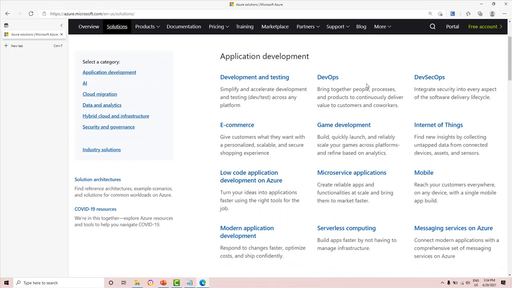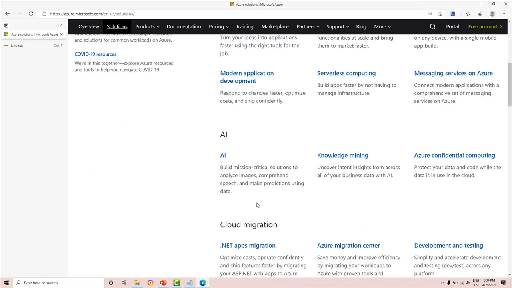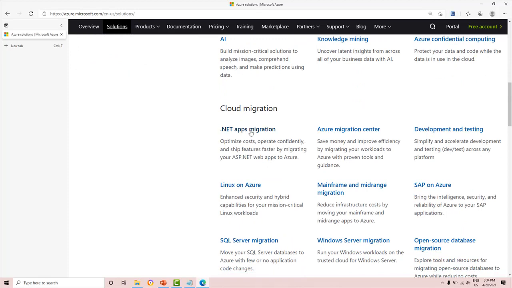So you can see a lot of DevOps. They all belong to the PaaS category. Game development, microservice applications, artificial intelligence, .NET.